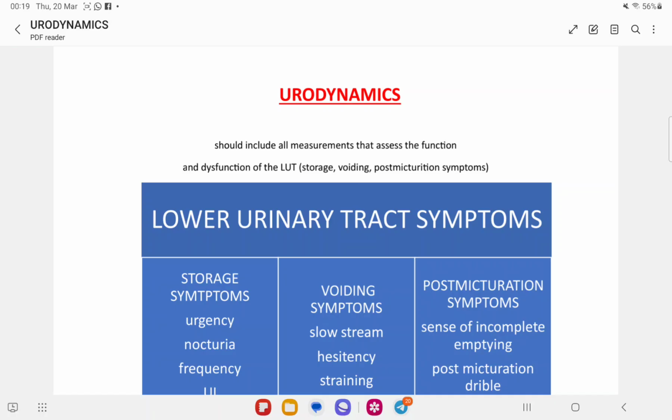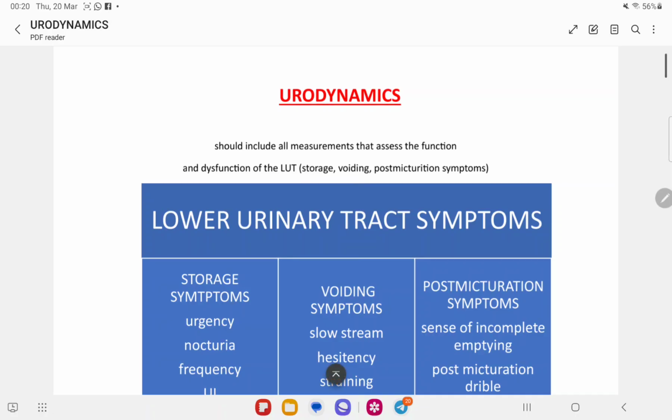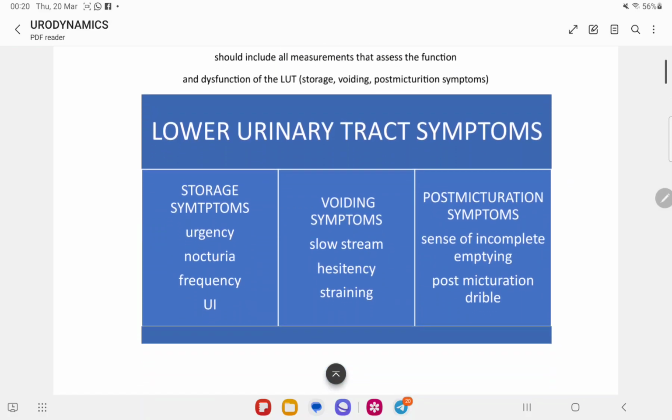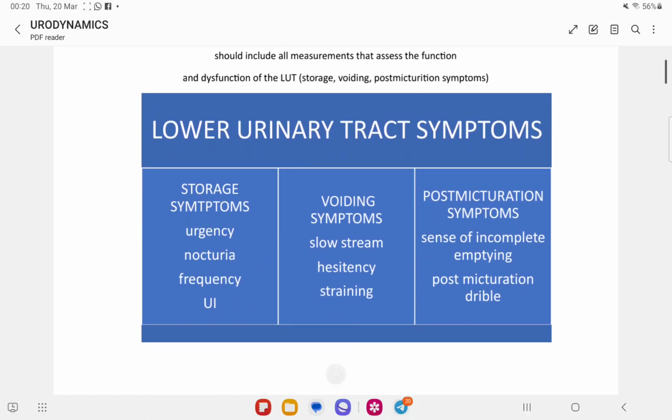Now, what are the lower urinary tract functions and dysfunctions? First is the storage, then the voiding, and the post-micturition symptoms. So these are the lower urinary tract symptoms. The first one is the storage symptoms: urinary urgency, nocturia, frequency, and urinary incontinence. Storage symptoms are the most common of all the urinary tract symptoms. In storage symptoms, urgency means that you have a strong desire to pass urine. Nocturia means you are waking up at night to pass urine.